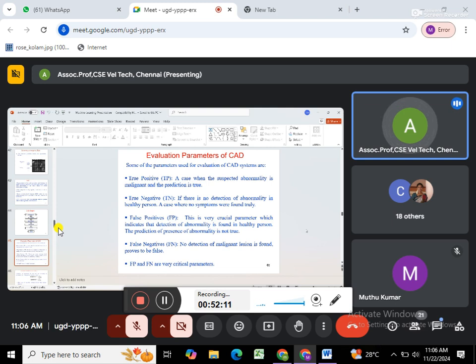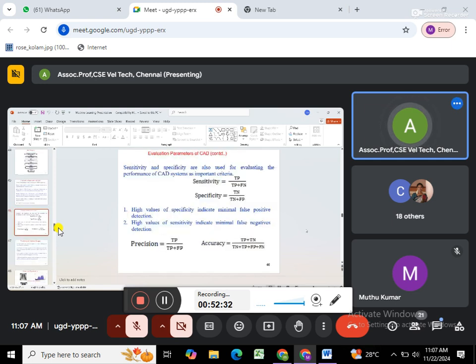What about the false negative? No malignant lesion is detected, which proves to be false. No detection, no negative information is given. We are giving the false response, right? No problem. But we have to take into account these two, false positive and false negative, as crucial parameters for our accuracy calculation.